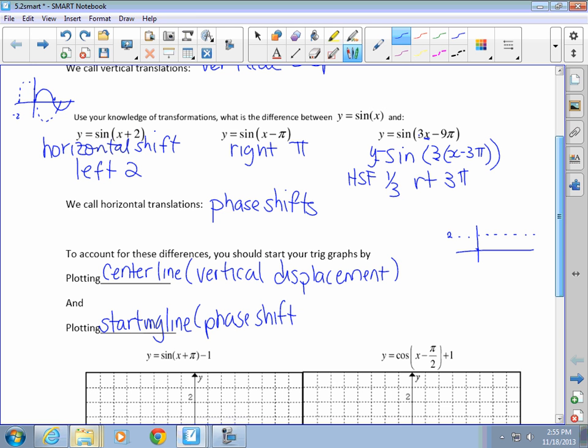So we draw a new center line first, and then we draw our starting line, which means basically we're moving that vertical axis. So first you're going to move your horizontal axis, and then you're going to move your vertical axis. So take, for example, in this second one here, we're moving right pi. So instead of starting here, if I were to mark these off at pi, 2 pi, and then of course in between there we'd have pi over 4, pi over 2, 3 pi over 2. That means that my new starting line, instead of starting here at 0, it's going to start here.